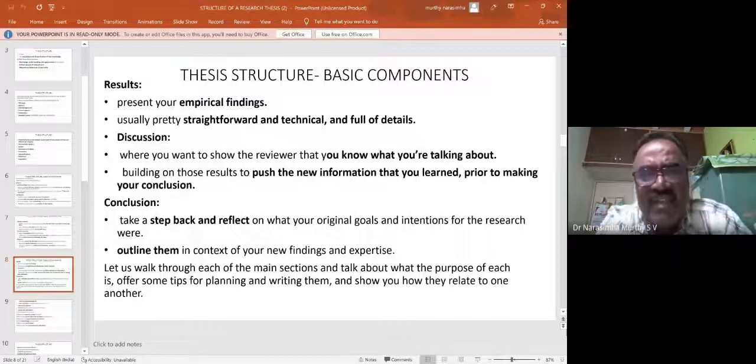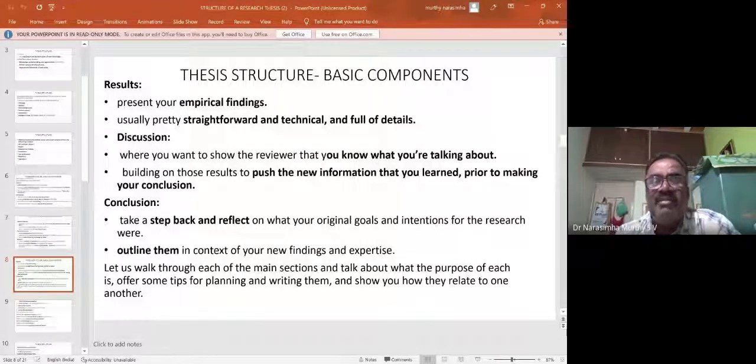And results are nothing but your empirical findings. And usually they will be straightforward, technical, and full of details. And you will have a discussion where you want to show the reviewer that you know what you are talking about. That means you have understood very well what you are discussing. And not only that, you will push the new information that you learned. So you are going to exhibit what your gains from this research are before making your conclusion.